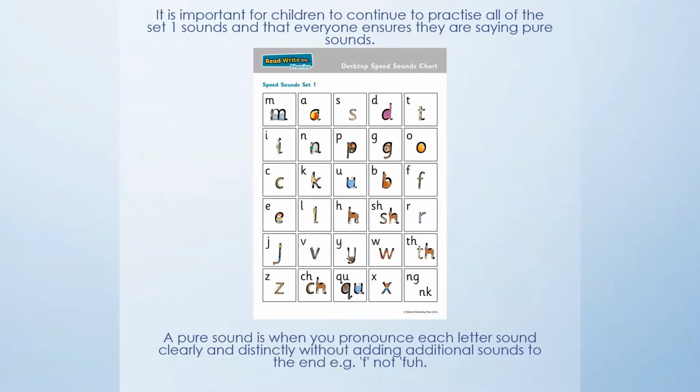It's really important that you pick this up as soon as you are teaching phonics with your child and you're learning these sounds at home. When your child comes to spelling words, if they are adding additional sounds onto the letters, they will write and spell the word incorrectly.